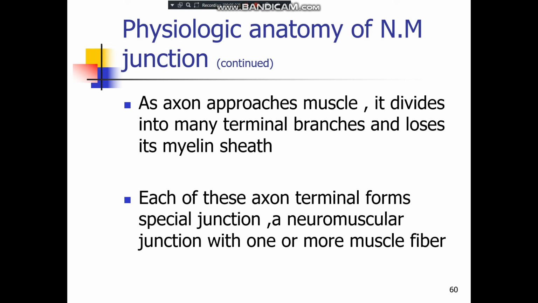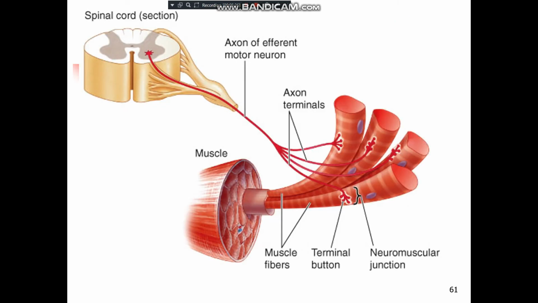Each of these neuron terminals forms special junctions, either with one muscle fiber or with more muscle fibers. A single motor neuron can form a number of branches at the terminal end, and each branch can innervate different muscle fibers, or they can attach to the same muscle fiber depending upon the condition. See here, this is the motor neuron and its branches. These are the different muscle fibers that they innervate, and they form terminal buttons. Where these terminal buttons attach to the muscle fiber, you can see the neuromuscular junction.